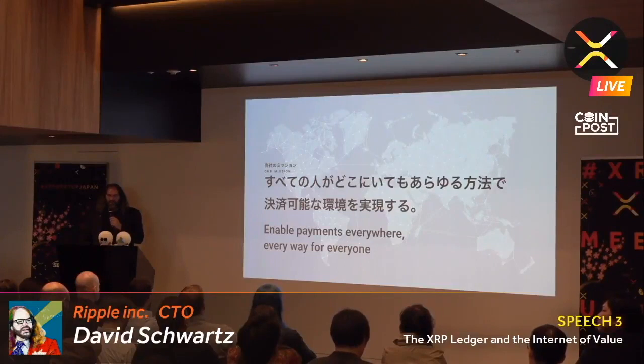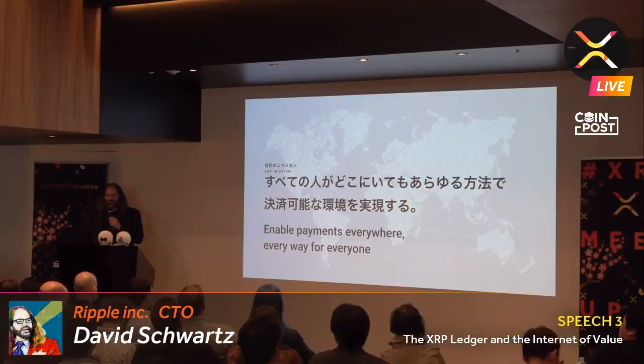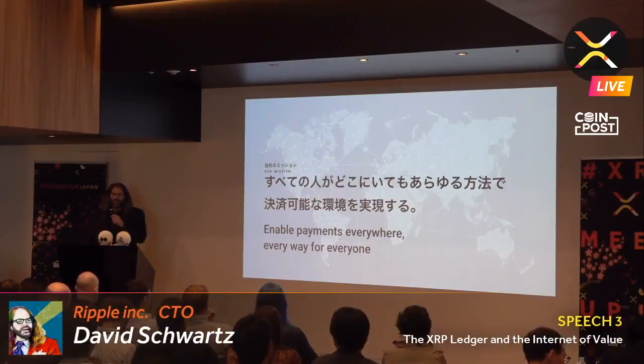So the words we settled on are to enable payments everywhere, every way, for everyone. And we thought about every single one of those words and they mean something. And I think the most important one is enable. We're not going to do everything ourselves. We're part of a community and we're part of an ecosystem. So what we need to do is build the technology that will enable those payments for everyone. And by payments, we mean any transfer of value. That could be fiat currencies, that could be dollars and yen, it could be cryptocurrencies. We mean everything for everyone.